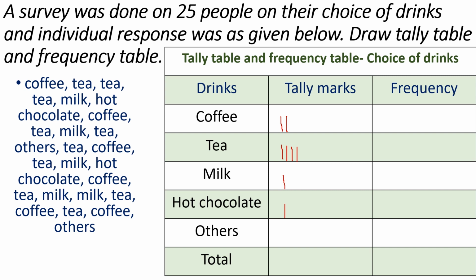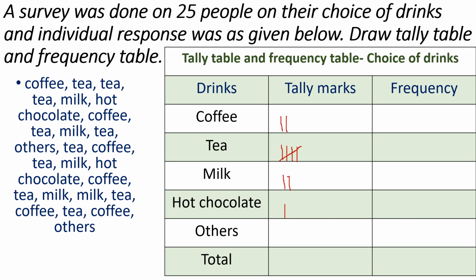Now milk. The next response is milk. So we will draw one more tally mark in front of milk. Then tea. It means we will draw one more tally mark. But now here we can see there are already 4 tally marks. So the fifth counting we will do like this. Okay. So it is our 5 tally marks.